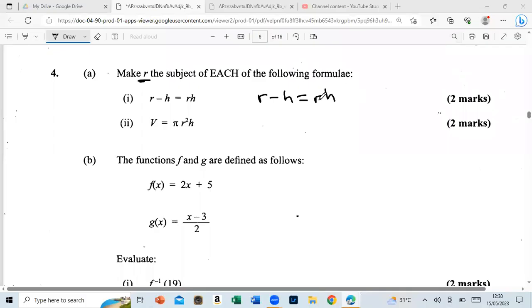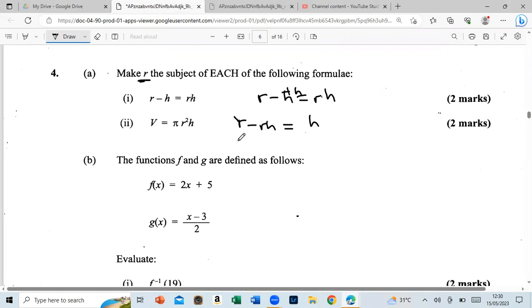Alright, so I'm going to subtract RH from this side. So R minus RH. Carry this, add H to this side. Remember, we want to get R on one side. So we have R and R. We have a little problem because H is here.